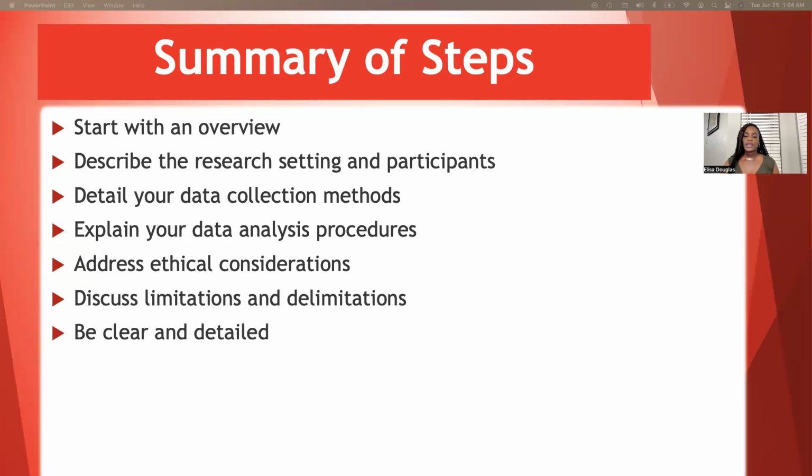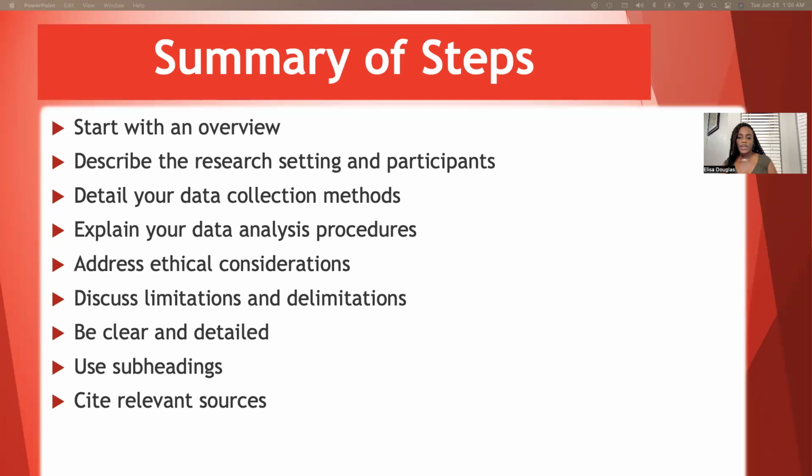You also want to be clear and detailed. You should use the subheadings, cite relevant sources, and review and revise your work as necessary. And please make sure you get feedback from your peers, from your academic advisors, and from your committee members. By following these detailed steps, you'll be well equipped to write a comprehensive and transparent methodology section for your dissertation or thesis paper.